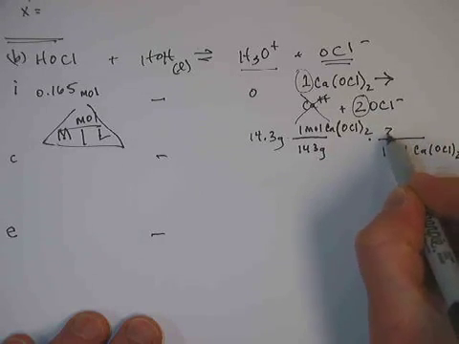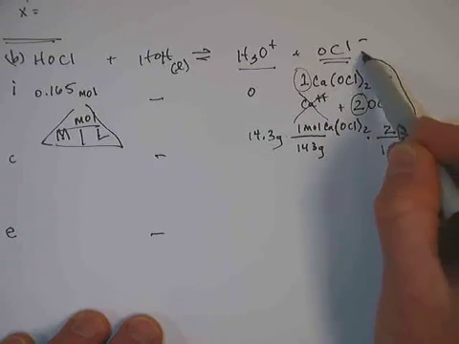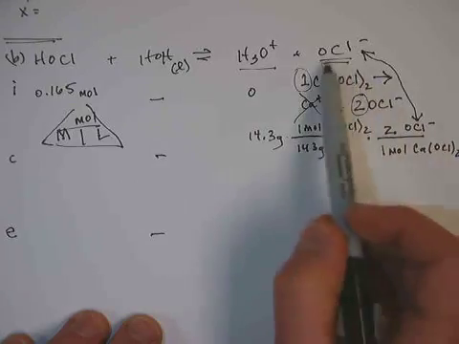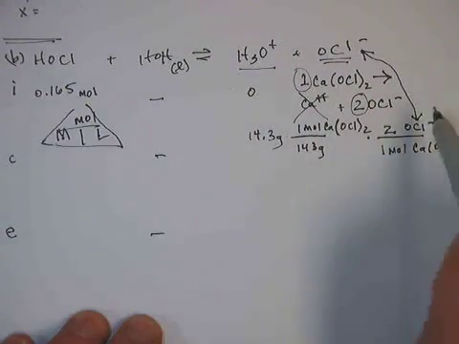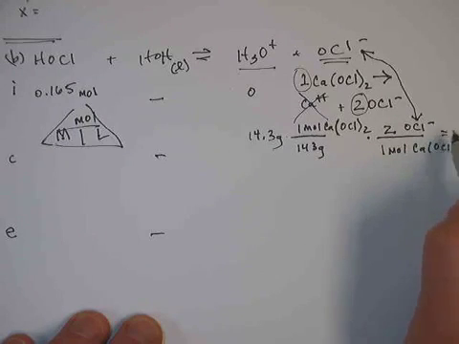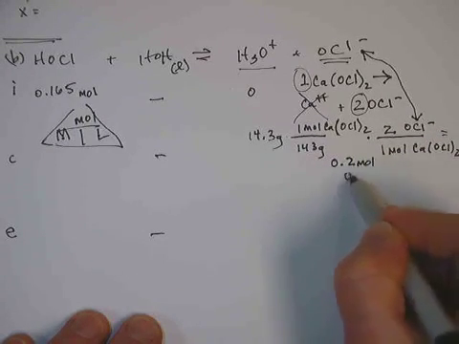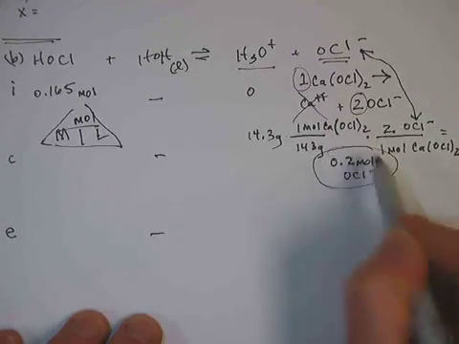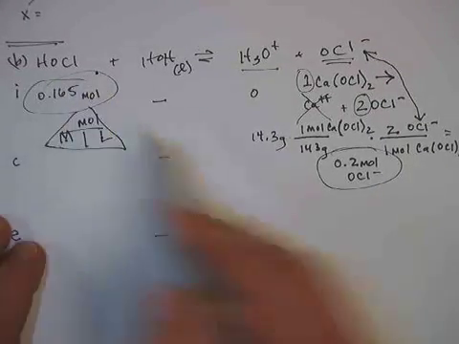So I need to make a ratio that for every 1 mole of CaOCl2, there are 2 OCl minus ions. And of course that's the thing that I'm interested in, because this has a fancy name. This is the conjugate base of this weak acid right here. So once I do that math, I end up with 0.2 moles of the OCl minus.